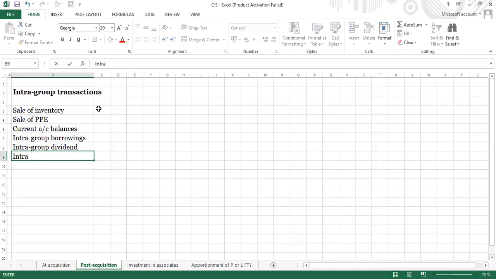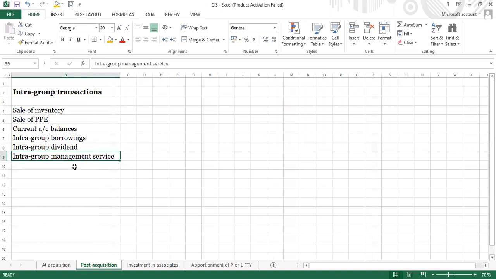Sometimes we have what they refer to as intra-group management service. That's where maybe the parent is rendering a management service to the subsidiary or the subsidiary is rendering a management service to the parent. This is also very popular in practice. That's when parent or subsidiary are rendering some kind of services for each other. One person will charge and the other person will enjoy an income. Let me see if any other form of intra-group transaction is coming to mind. I think these are the top ones.